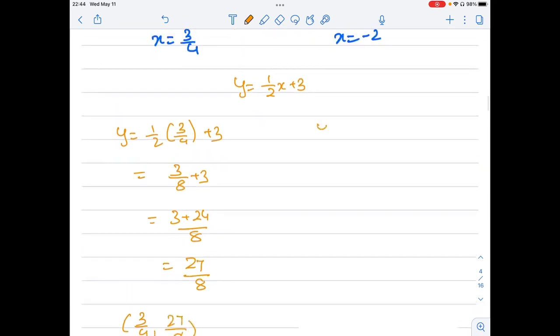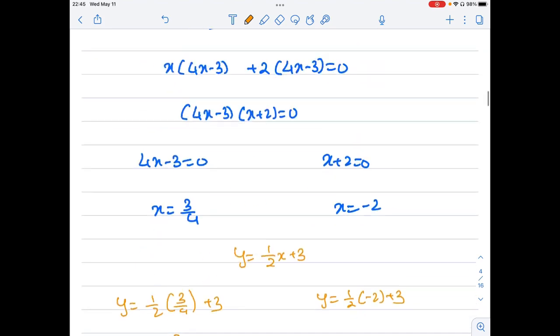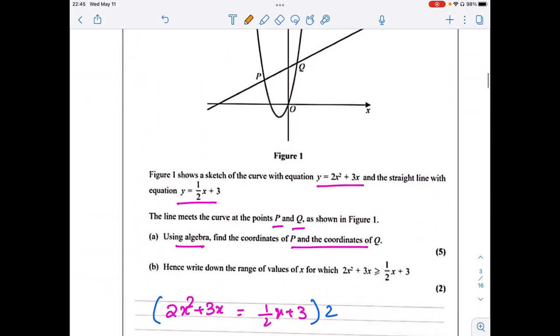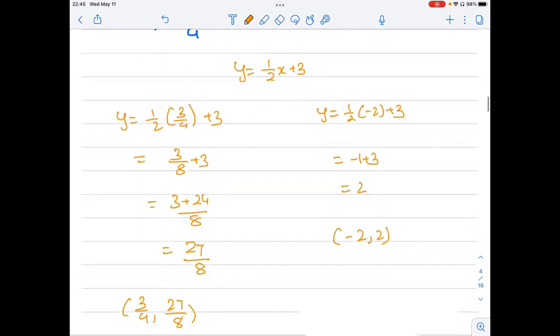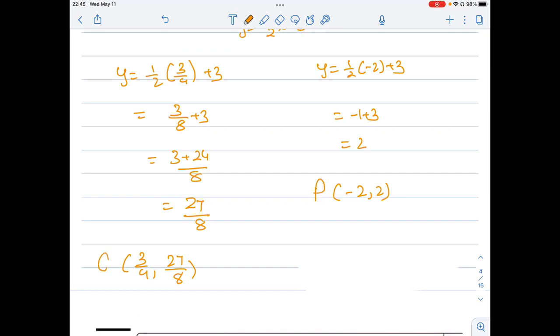Whereas when I plug in this one, y = 1/2 times -2 plus 3, which is -1 + 3, which is 2. So the point is going to be nothing but (-2, 2). That is P and Q. P is the one with the negative x and Q is the one with positive x. So this is P and this has to be Q.